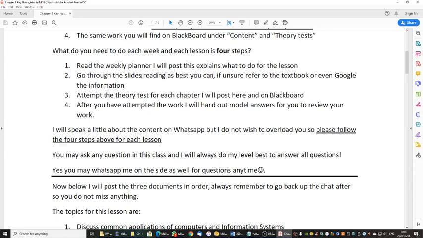Go through the slides. I know there are very many of them. You read as best you can. If you're unsure, please refer to the textbook, or you can even Google the terms. In many of the questions, there is not one specific answer. There is an explanation, and Google is a highly useful resource.